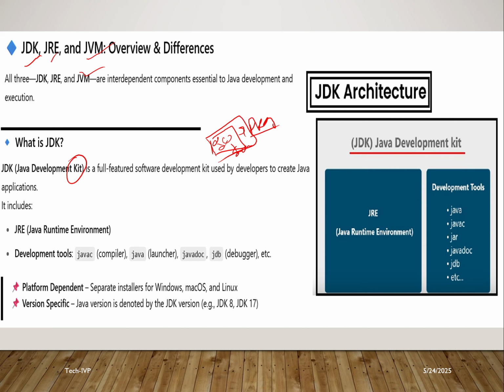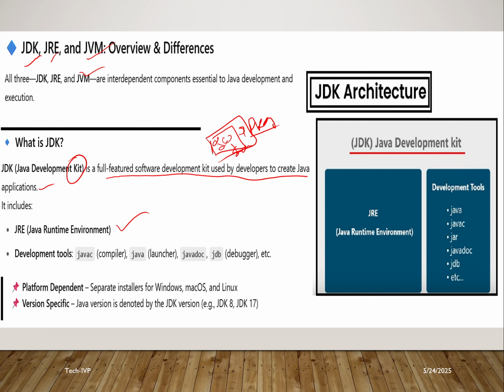So what do we mean by Java Development Kit? A Java Development Kit is a software development kit used by developers to create Java applications. In this kit, all the necessary files and folders are available which are required to execute your Java programs. JDK includes JRE and the JVM also. In the upcoming slide we'll discuss how these exist and how they are interdependent.